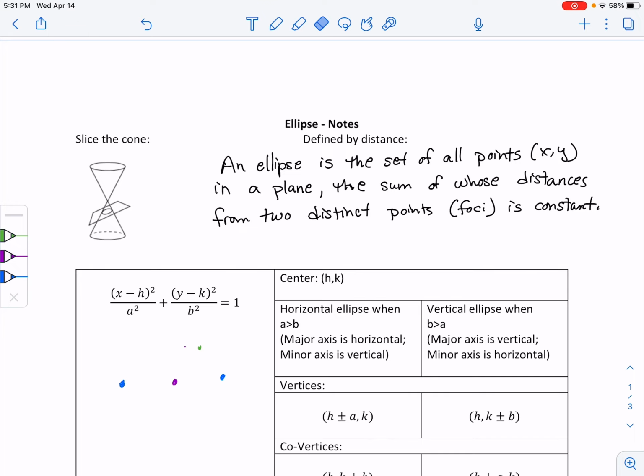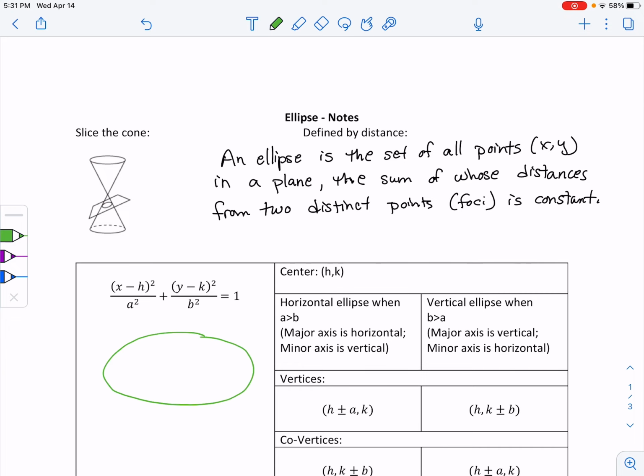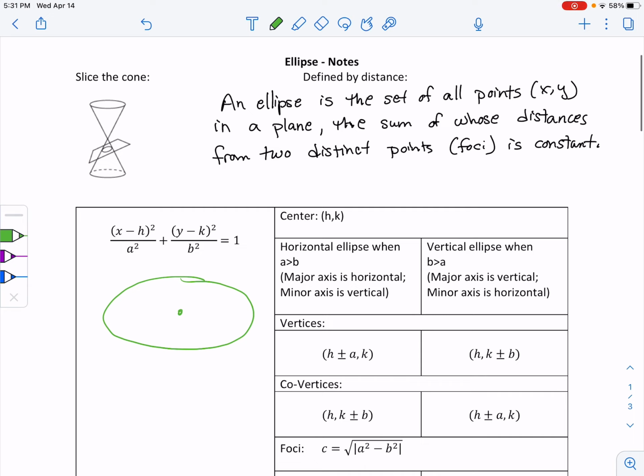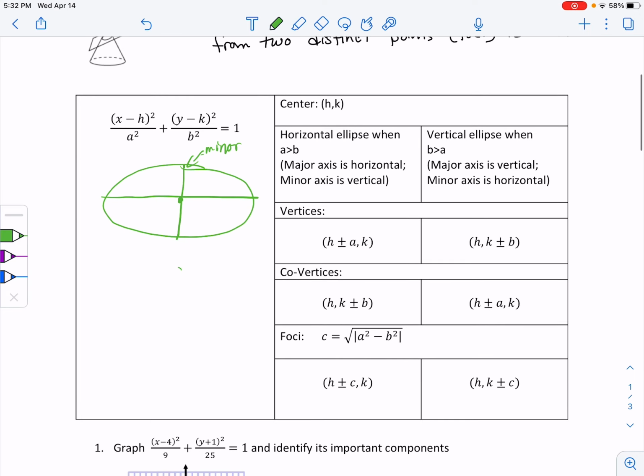All right, so the parts of my ellipse, well, I might as well start over. So here's my ellipse. It has a center at h, k. It has a minor axis, which is the short one, so that's minor. The major is the long one. Okay, so you can have an ellipse going this way also. Still has a center, and now this one's the minor, and that one's the major.